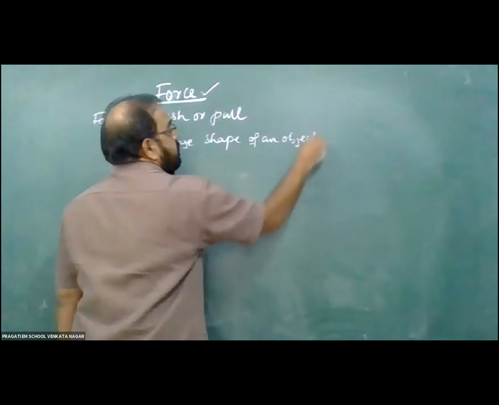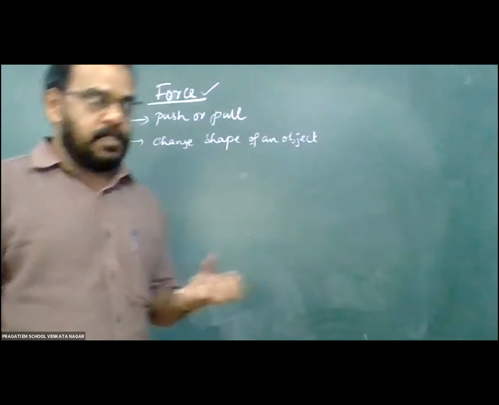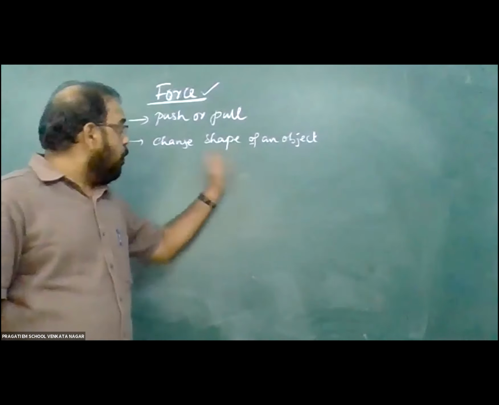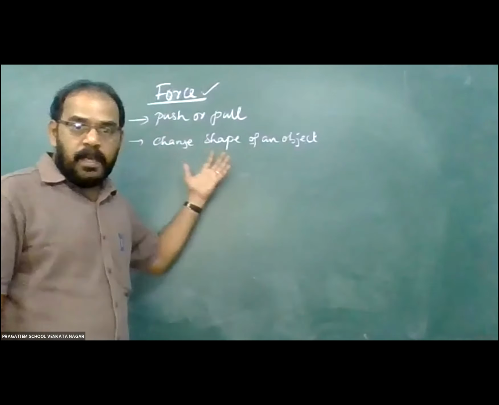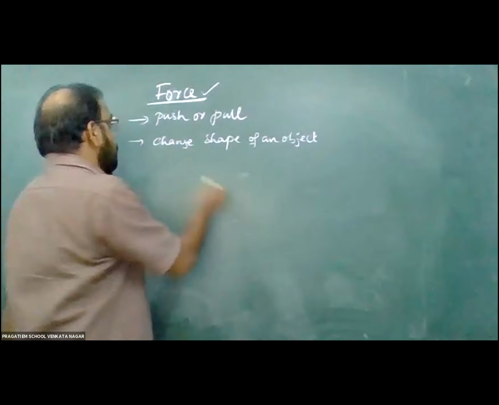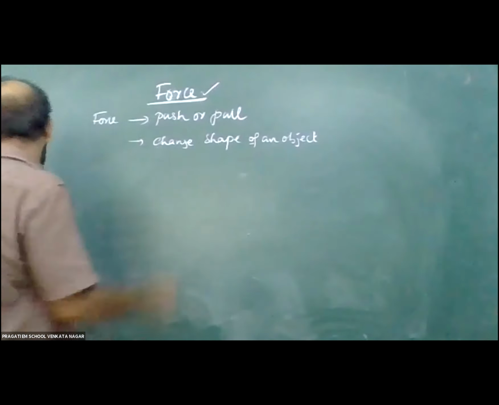A force can change the shape of an object. When we take an elastic substance or spring and compress it, we can see the shape of the object changing. It is not easy to change the shape of a rigid object, so we say it can change. It is not a must, it can change the shape of an object.